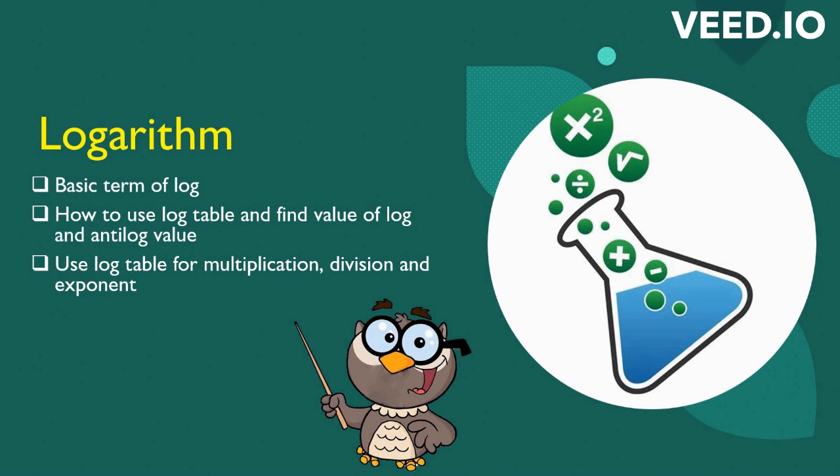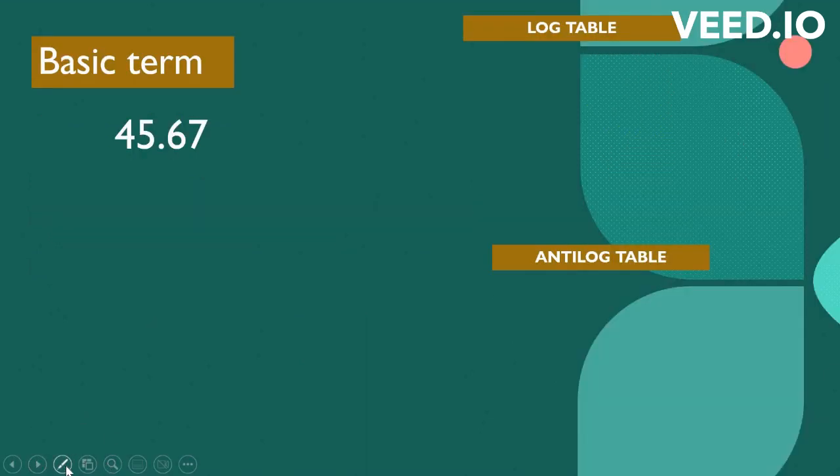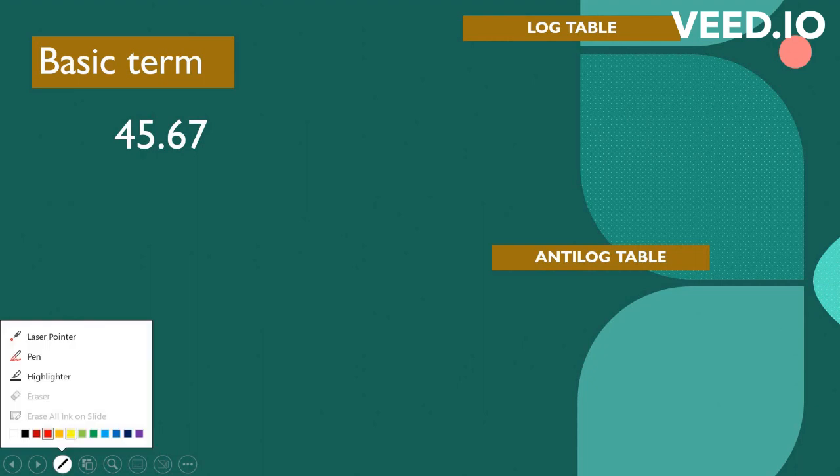So basically today I'm going to talk about what the basic terms of log are, how to use the log table, and find the value of log and the anti-log value. And once you become expert in the first two steps, we'll see the next part: how to use a log table for multiplication, division and exponent. So let's begin with it. First we are going to talk about the basic terms.